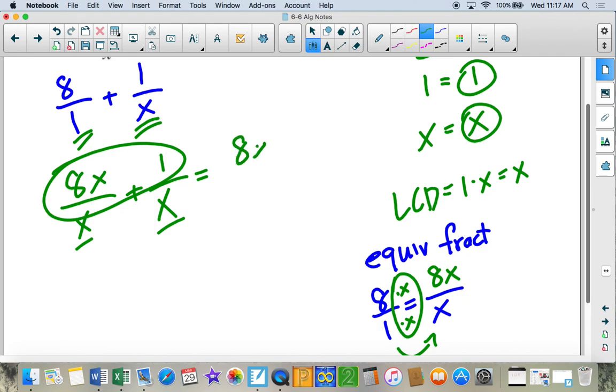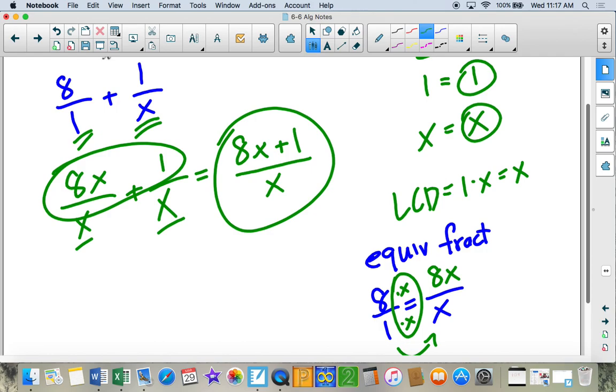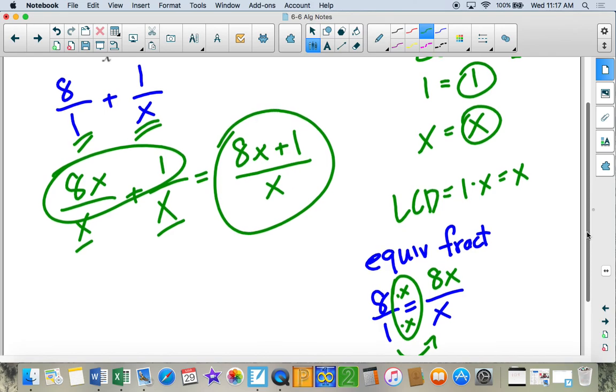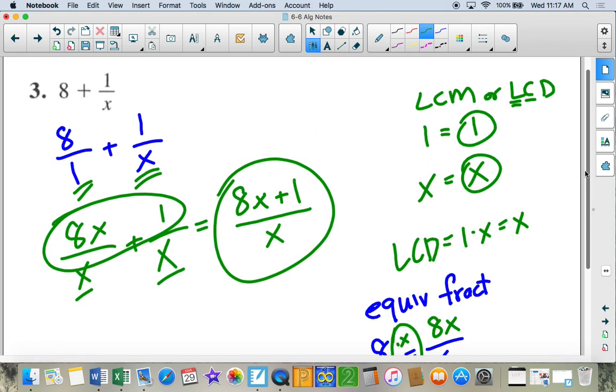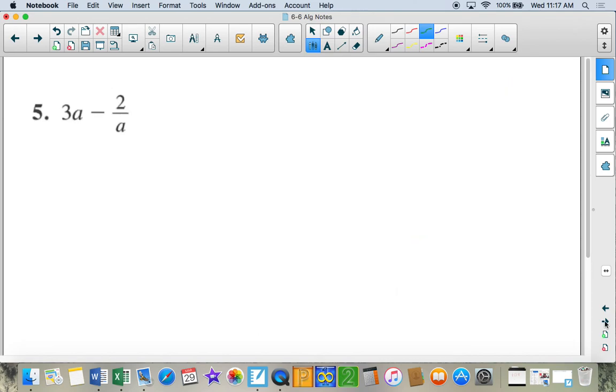What we see here, however, is that those are unlike terms. So we cannot combine 8x with 1. So we have to write 8x plus 1 over x as that fraction written simplified, added, combined.